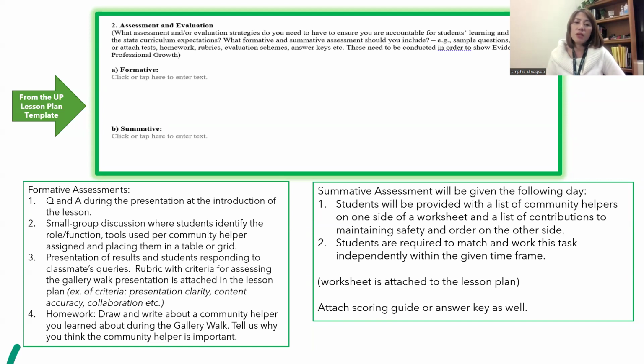So in my summative assessment, students will be provided with a list of community helpers on one side of a worksheet and a list of contributions in maintaining safety and order on the other side. Students are then required to match and work on this task independently. So you have to tell me exactly how you're going to do the summative assessment. And then I'm going to attach the worksheet as well as the scoring guide, or if it's an answer key, put it there. If it's a rubric, because students will do a presentation, role play, or a video, put the rubric there.